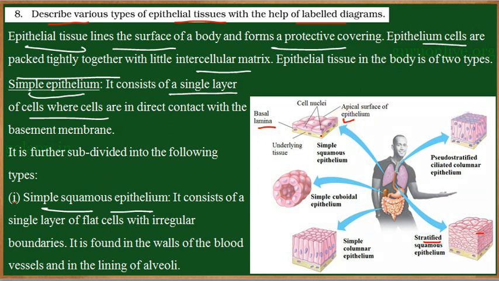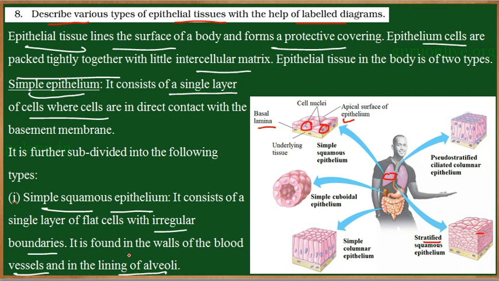Now these cells are very thin and flat and all of them rest on the basement membrane. They have a centrally placed nucleus. They are polygonal in shape with irregular boundaries. Such simple squamous epithelium is found in the blood vessels and the lining of the alveoli. If you take the lungs, in the lungs we have alveoli. In the alveoli we can find the simple epithelium. Even the blood vessels are lined by squamous epithelium.